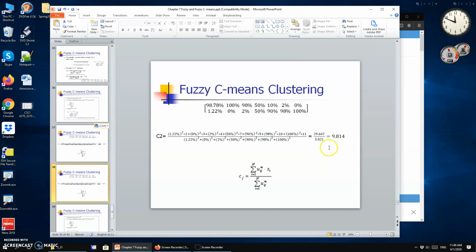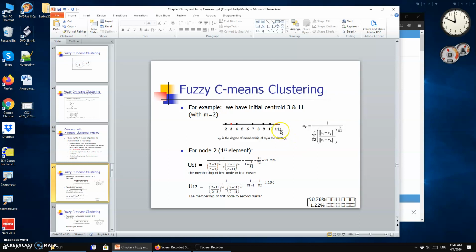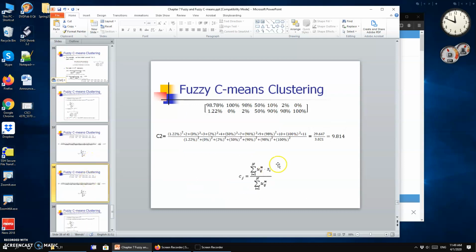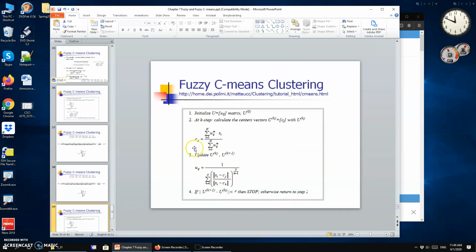So it has moved from the location of, what's that? Let me see. It moved from the location of 11 to 9.8, so it actually moved to the left side of the cluster's location. That's how we reuse the membership to calculate the center for each cluster. And if we look into the pseudocode again, we initiate the membership function, and for each step, in the beginning, we randomize a location.